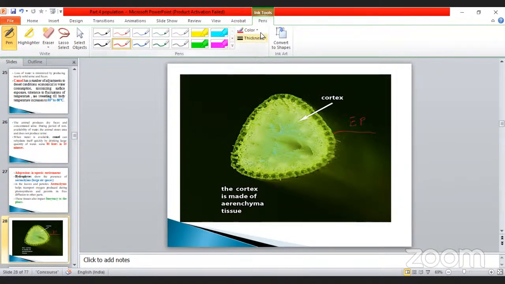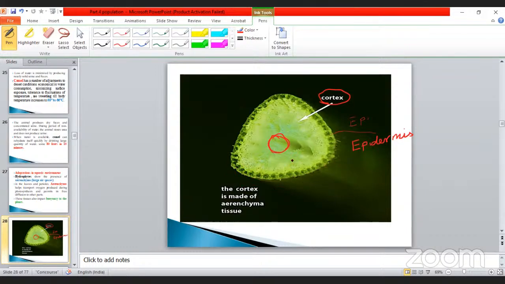Wait a minute, I have to increase the size. So this part is considered the epidermis, the outermost layer. The innermost layer, this part, is considered the cortex. Then inside there is the endodermis. Inside the endodermis, xylem and phloem are present. This is called the plant leaf structure or stem structure. Like that they have given.